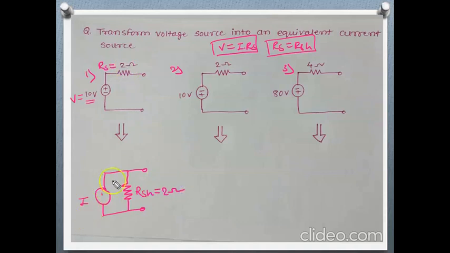And here current I equals what? Current I equals V upon RS. V is what? 10 divided by 2 is nothing but 5 ampere. So I value is 5 ampere.